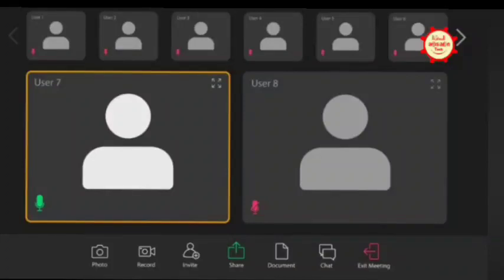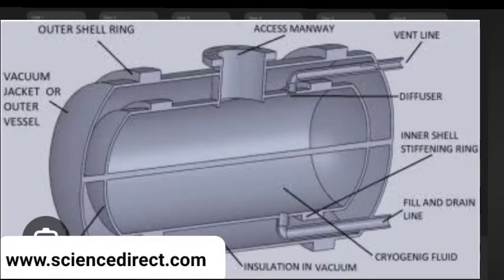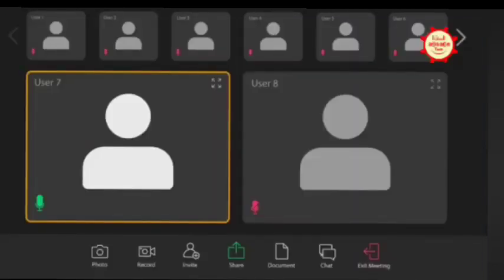I can explain the attachment of the outer vessel to the inner vessel. That is one of the most critical aspects of a cryogenic vessel: how you are going to attach the inner to the outer vessel. You have to avoid conduction and convection, and to avoid conduction, you have to minimize the contact between your metals.